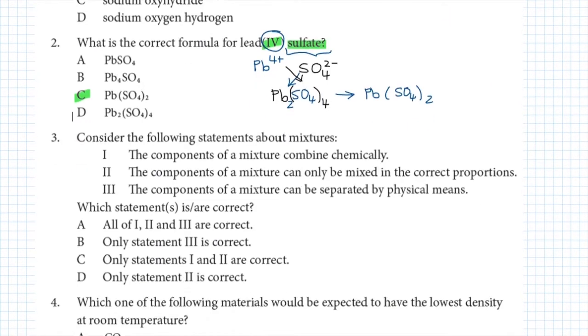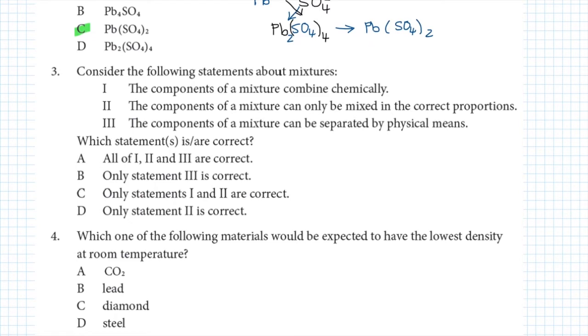We can now move on to question number 3. This question says, consider the following statements about mixtures. The components of a mixture combine chemically. The components of a mixture can only be mixed in correct proportions. The components of a mixture can be separated by physical means. Which statement or statements are correct? Is it A, all of the options? Is it B, only statement 3? C, only statements 1 and 2? Or D, only statement 2 is correct?